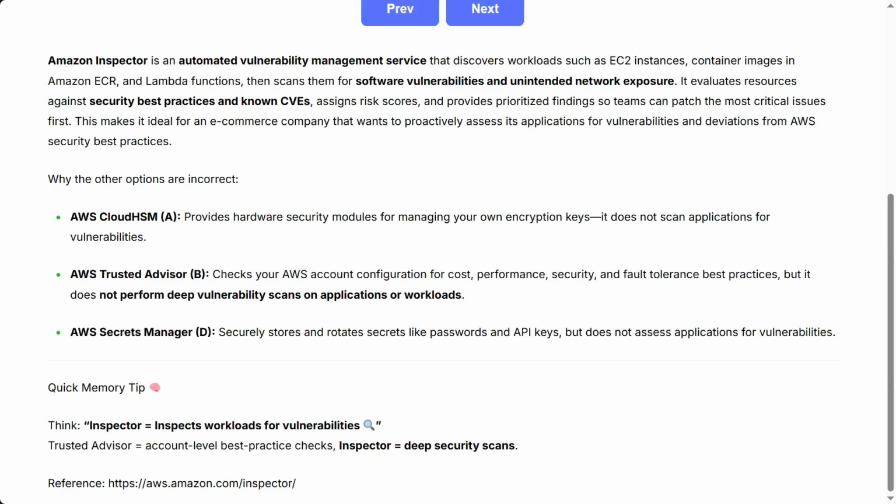AWS CloudHSM, A, provides hardware security modules for managing your own encryption keys. It does not scan applications for vulnerabilities. AWS Trusted Advisor, B, checks your AWS account configuration for cost, performance, security, and fault tolerance best practices, but it does not perform deep vulnerability scans on applications or workloads. AWS Secrets Manager, D, securely stores and rotates secrets like passwords and API keys, but does not assess applications for vulnerabilities. Quick memory tip, think: Inspector inspects workloads for vulnerabilities. Trusted Advisor equals account-level best practice checks, Inspector equals deep security scans.